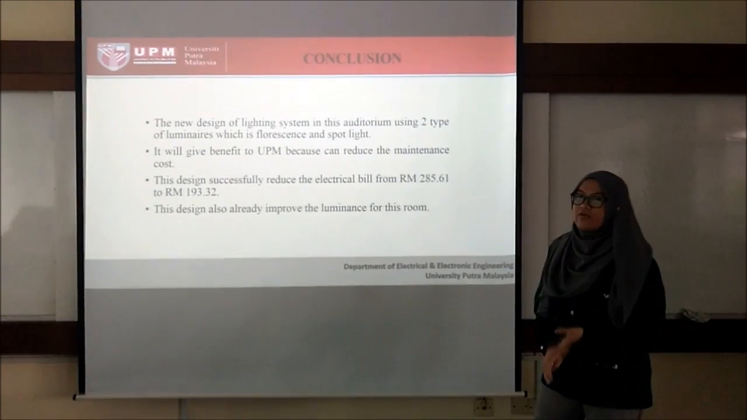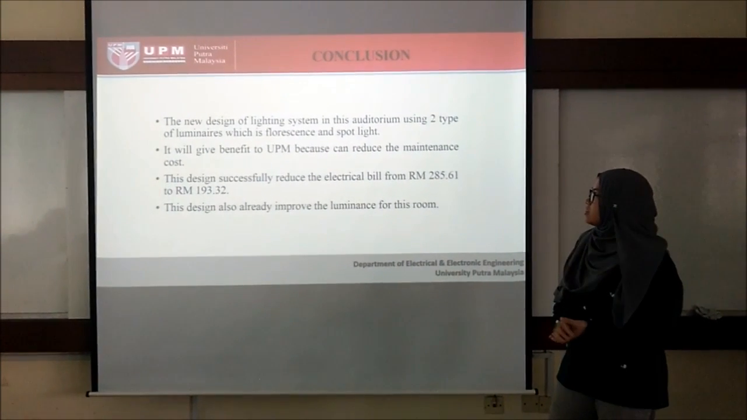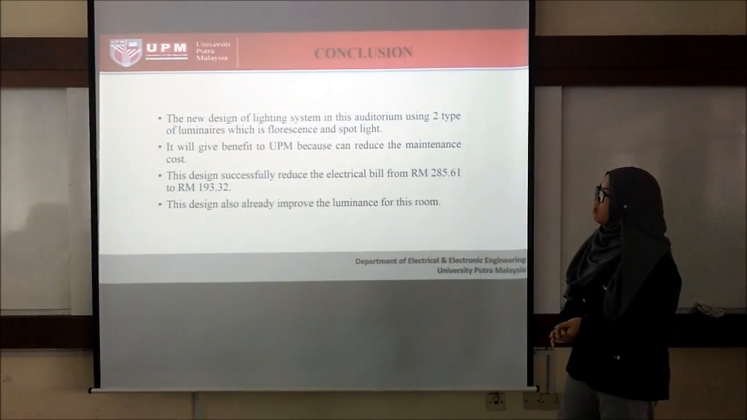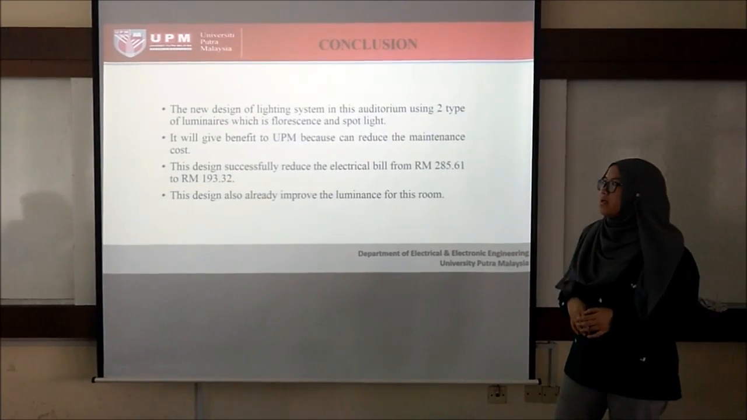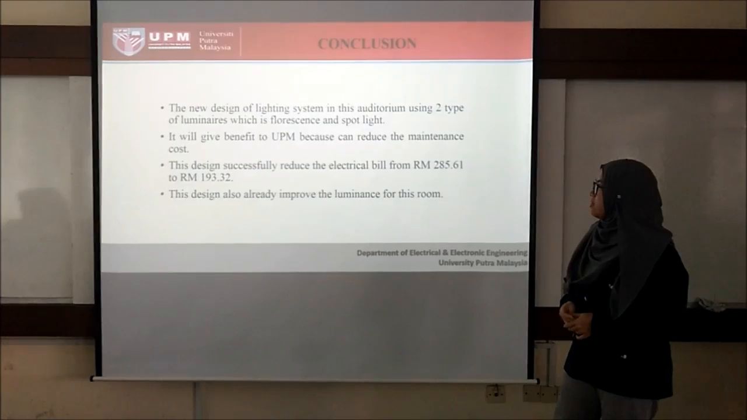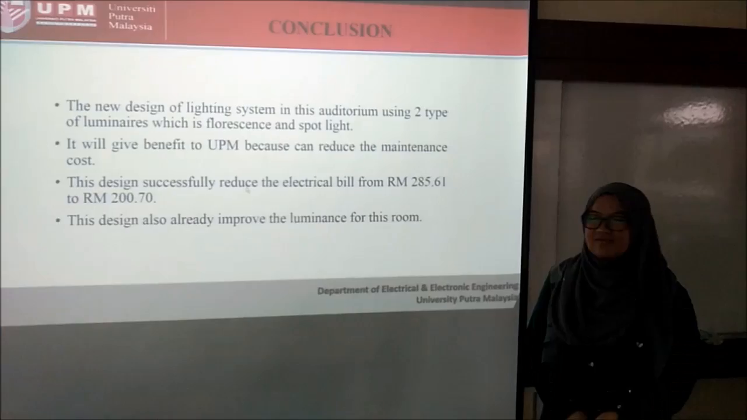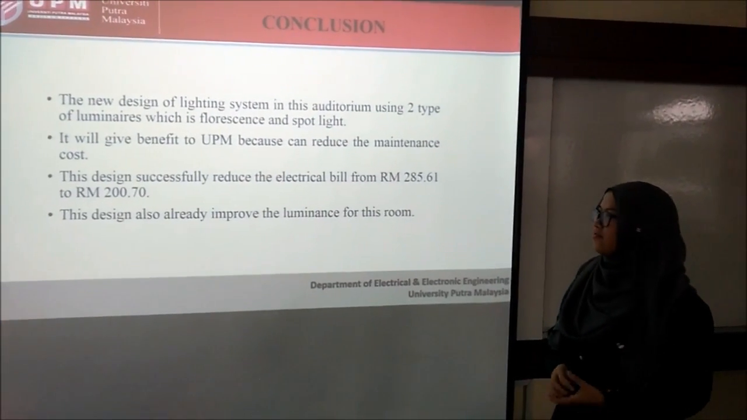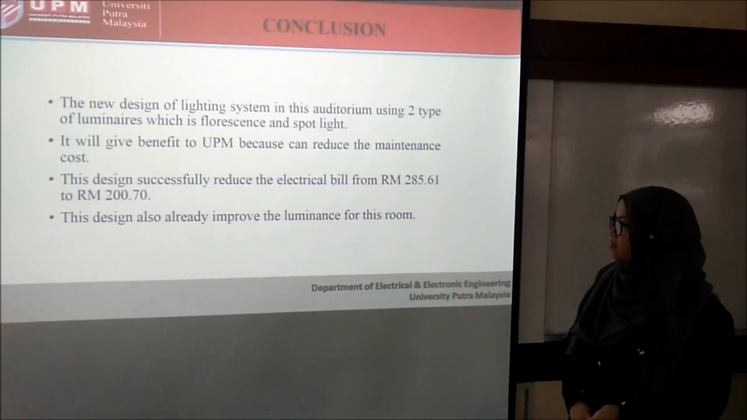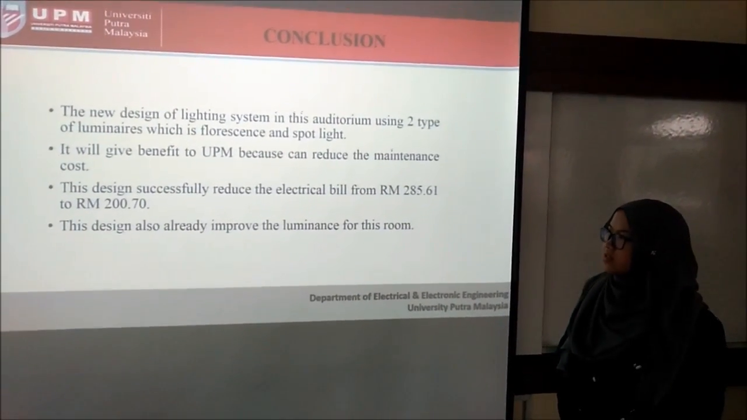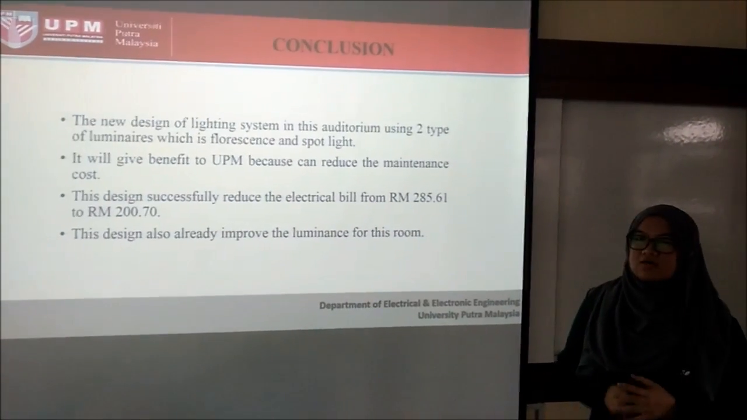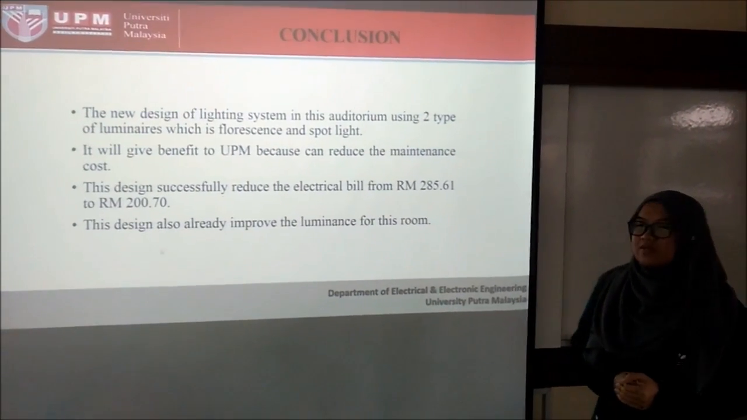So the new design of the lighting system in this auditorium uses two types of luminaire, which are fluorescent and spotlight. It will benefit UPM because it can reduce the maintenance cost. This design successfully reduced the electrical bill from RM285.61 to RM270. This design also improved the luminance for this room.